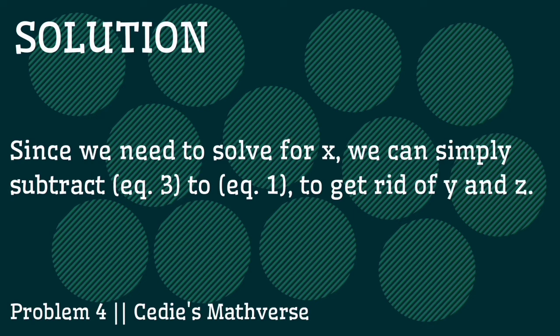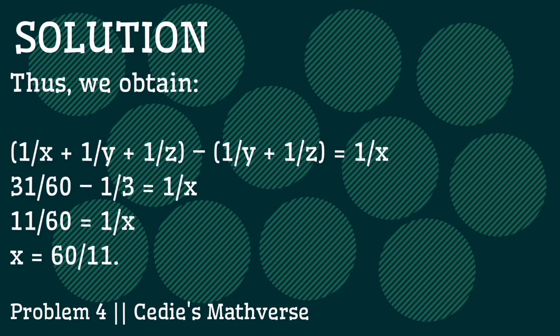Since we need to get the value of x, we simply subtract equation 3 from equation 1 to get rid of the variables y and z. Thus, we obtain the quantity 1 over x plus 1 over y plus 1 over z enclosed in parentheses minus the quantity 1 over y plus 1 over z enclosed in parentheses. Subtracting these two, we get 1 over x.